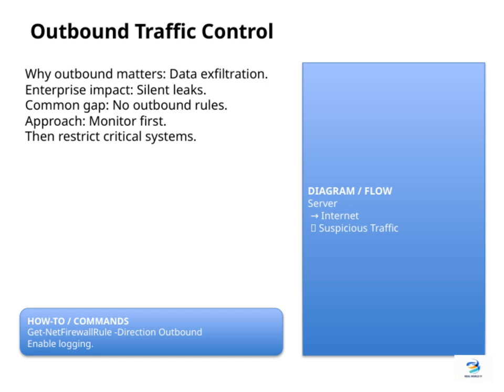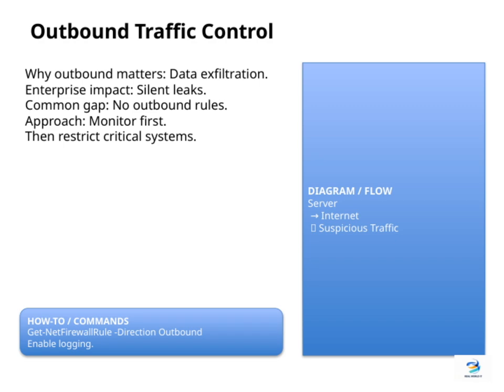Why focus on outbound traffic? Well, because if an attacker compromises a system, they might try to extract data secretly, which is known as data exfiltration. This can have serious enterprise impacts, like silent leaks of sensitive information that go unnoticed until it's too late.